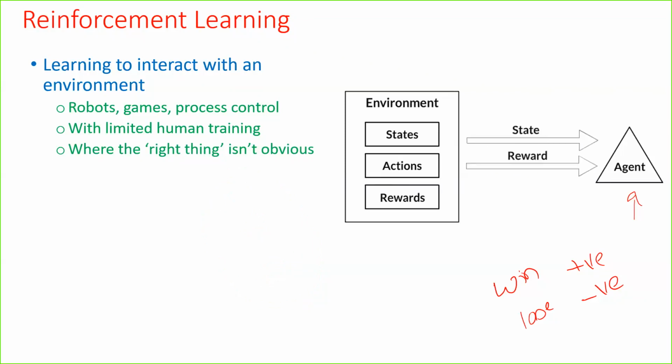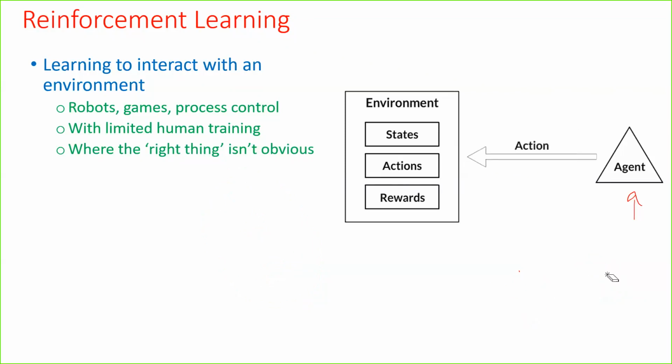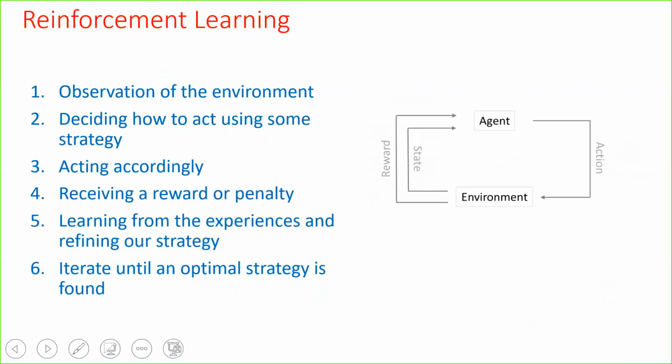But this is the idea behind it. How it does all that, we'll see later. But have you followed the idea of reinforcement learning? Yes, sir. So observe the environment, decide how to act using the strategy and act accordingly, receiving the reward or the penalty, learning from the experience and using this experience to refine the strategy. This is iterated until the optimal strategy is found. That's what reinforcement learning is doing.